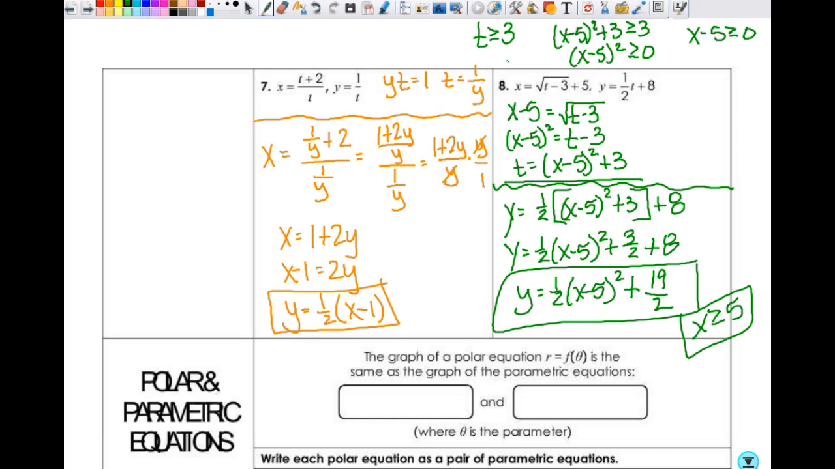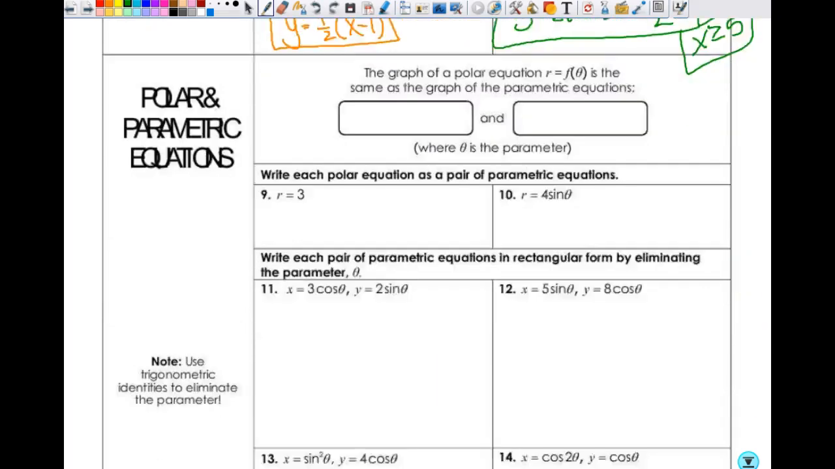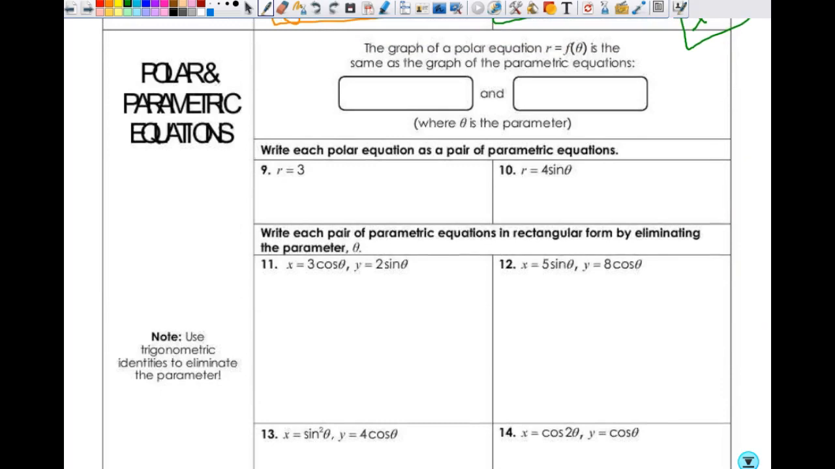All right, so let's look at the polar part of this, which is actually a whole lot easier, believe it or not. It says the graph of a polar equation, r equals f of theta, is the same as the graph of these parametric equations. All right, so there's a couple things we know. We know that x equals r cosine theta, and we know that y equals r cosine theta. No, it doesn't. It equals sine. Oh my goodness, bless you. They can't equal the same thing. It is r sine theta. I'll get this correct.